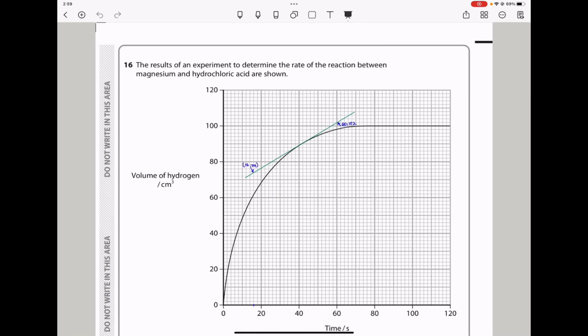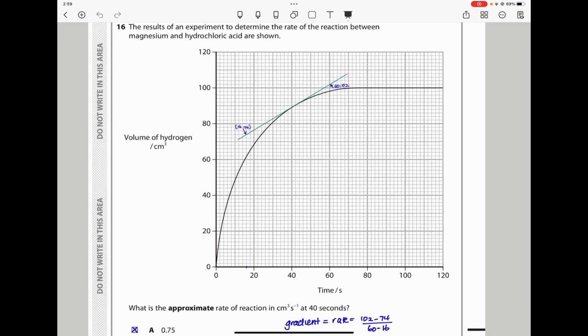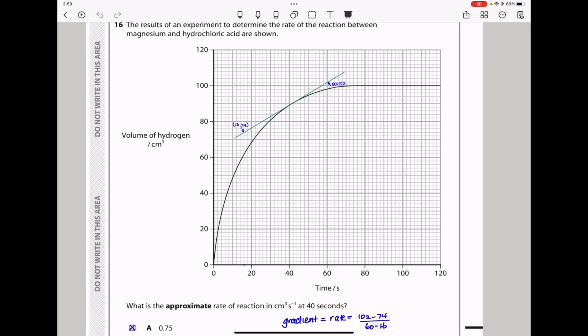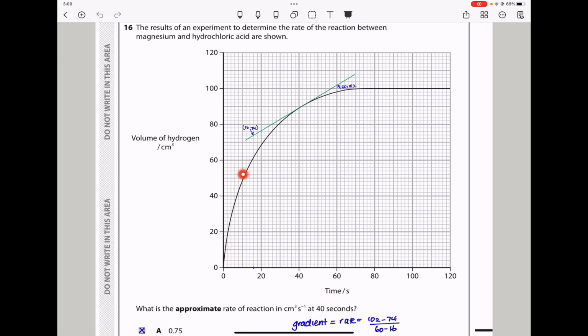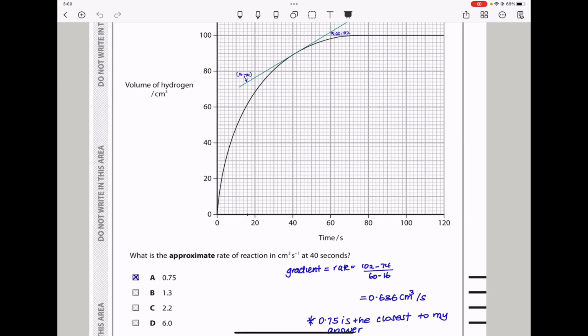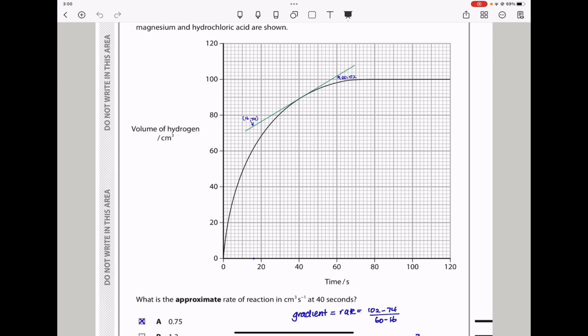Moving on. Question 16. The results of an experiment to determine the rate of the reaction between magnesium and hydrochloric acid are shown. So we can see volume of hydrogen on the vertical axis and time on the horizontal. We can see the rate increases until the volume becomes 100. So down here they ask, what is the approximate rate of reaction at 40 seconds? So we have to draw a tangent at time equal to 40 and find the gradient of that tangent.